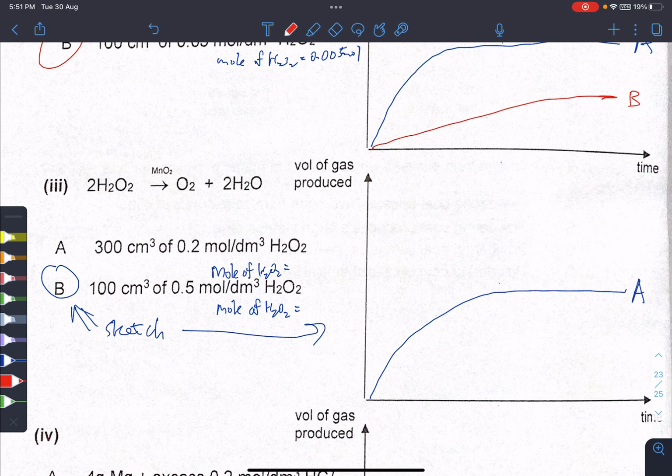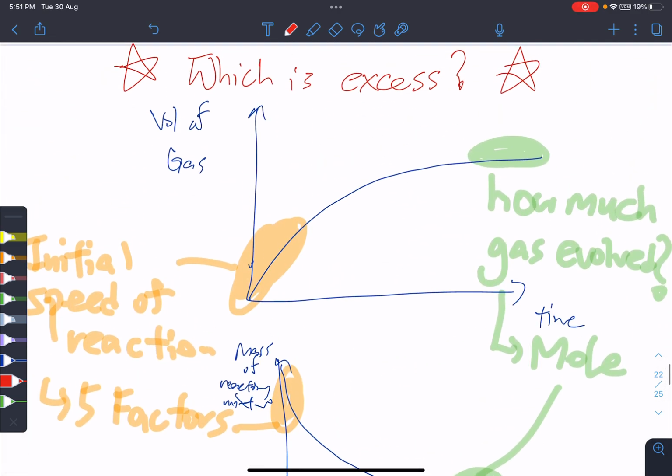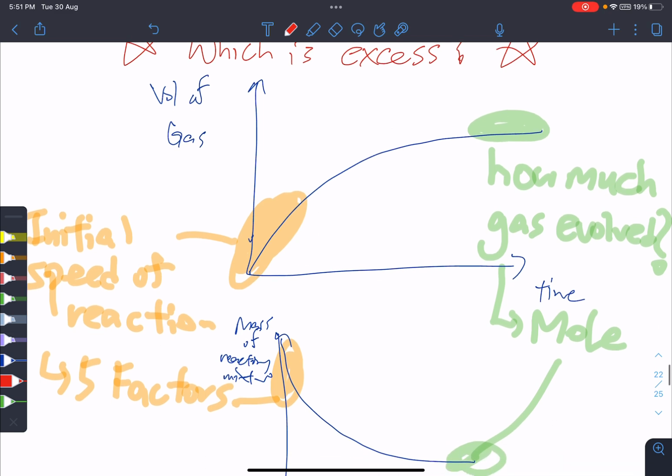Recall that this kind of question has two parts, right? You have the left hand side and the right hand side. The most important question would be which is excess. After you figure that out, you can figure out the left hand side. Left hand side is what? How fast the reaction is. That means the only thing you care about there is your 5 factors. The other way around, the green color one is how much you have, whether it's how much gas is collected, or what's the rest left. So that is in terms of mole. So you think solely in terms of mole in that perspective.